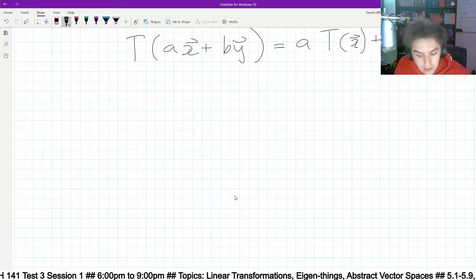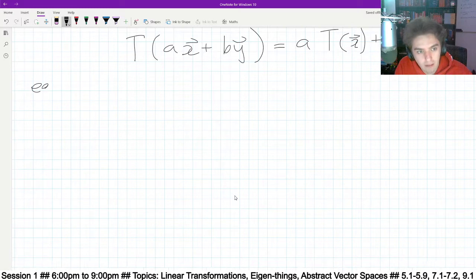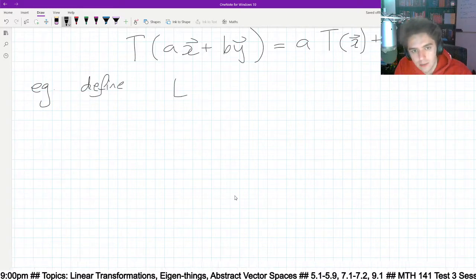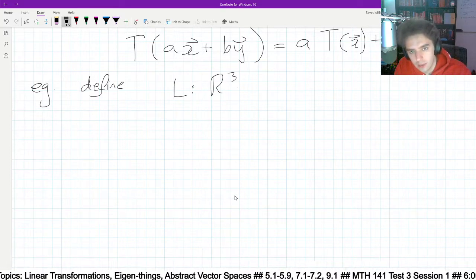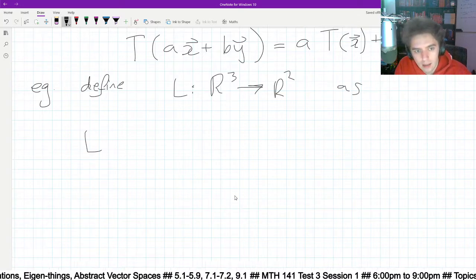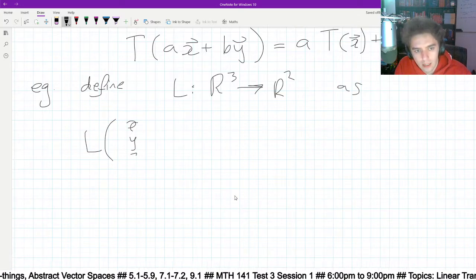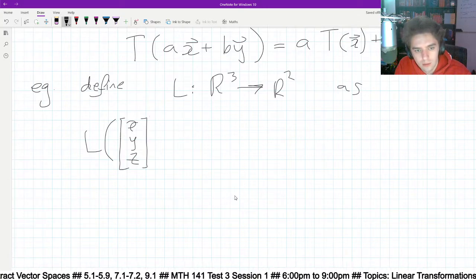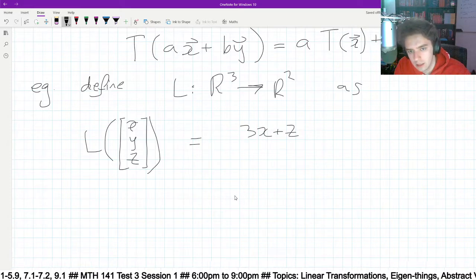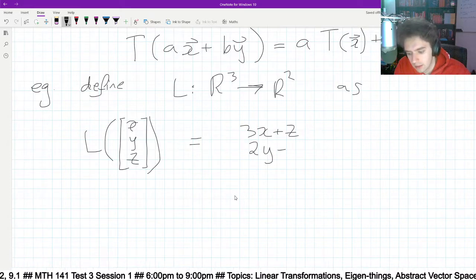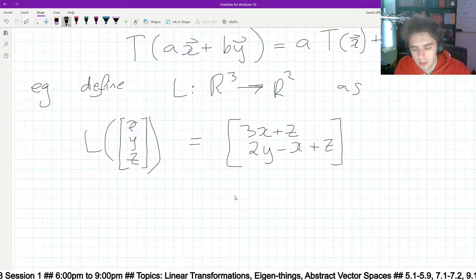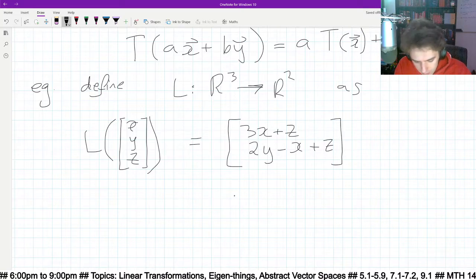So here's an example from Horowitz's lectures. That's probably what I'll go with because that's what I have. So define this transformation, which takes vectors from R3 and puts them in R2, as L of (x, y, z) equals (3x plus z, 2y minus x plus z). Okay, a little nicer. And we need to show that this is linear.